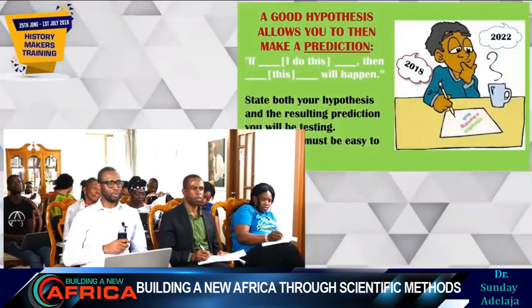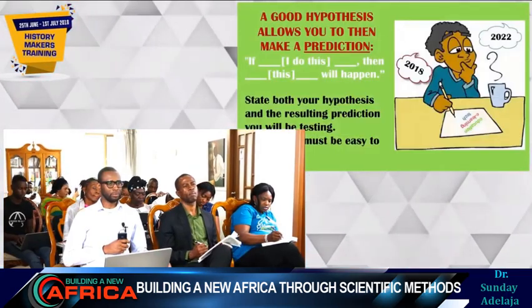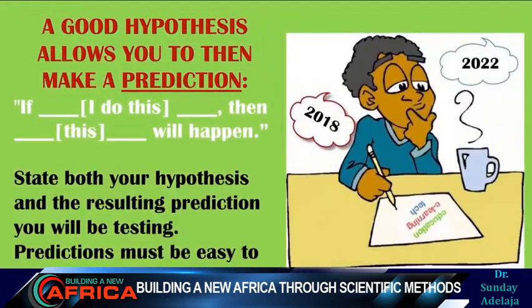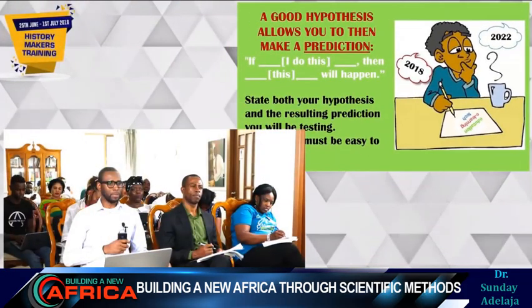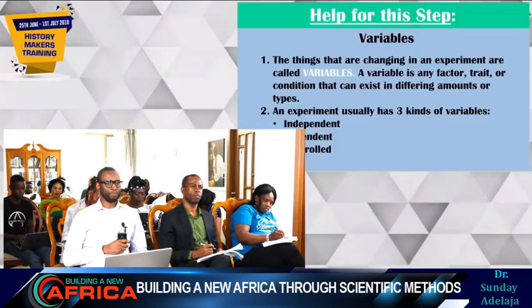A good hypothesis allows you to then make a prediction: if I do this, then this will happen. State your hypothesis and the resulting prediction you will be testing. Predictions must be easy to measure. Okay?